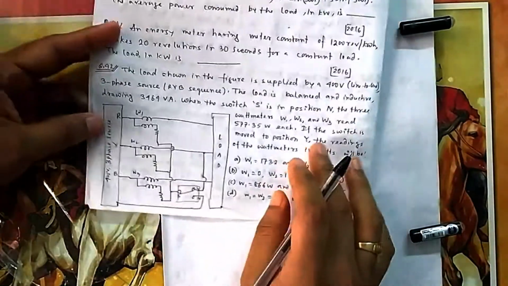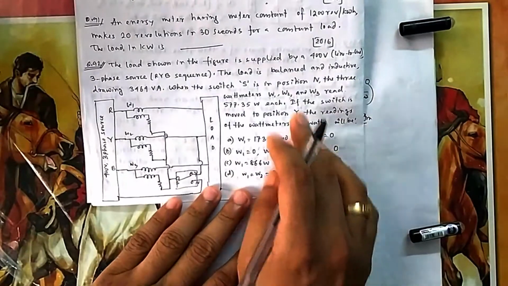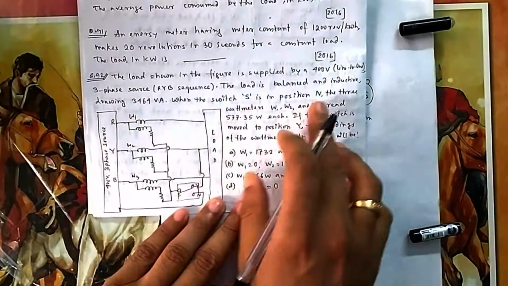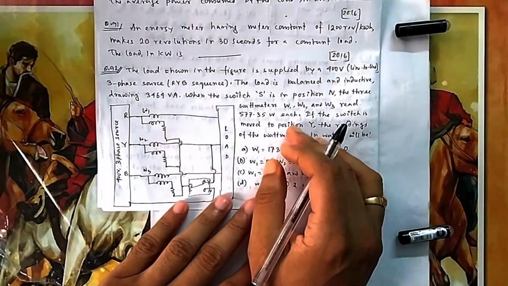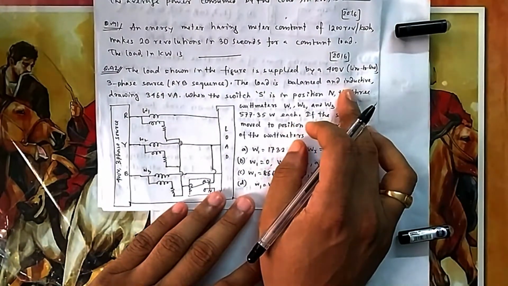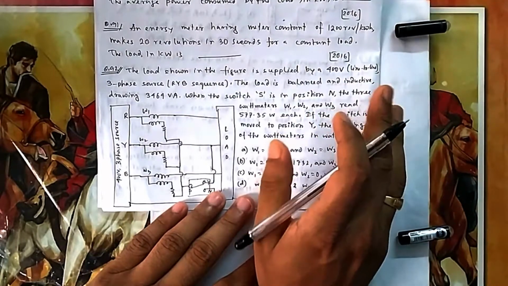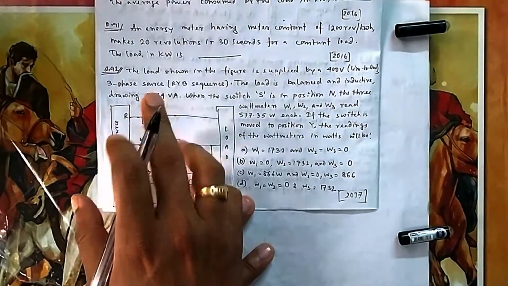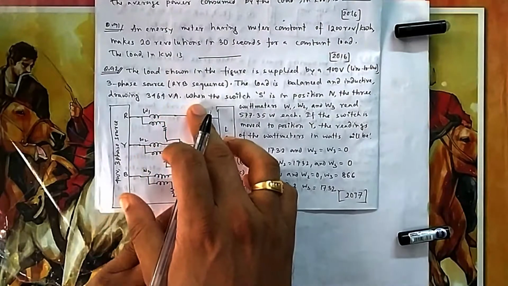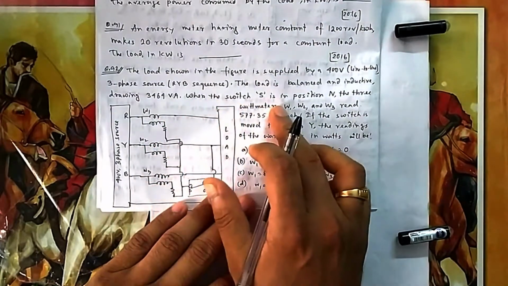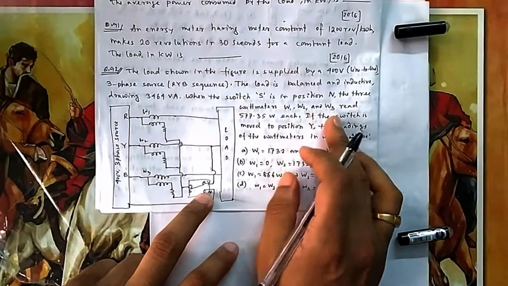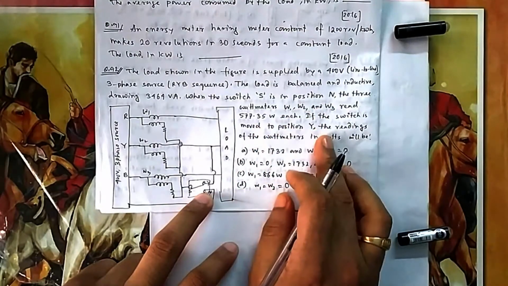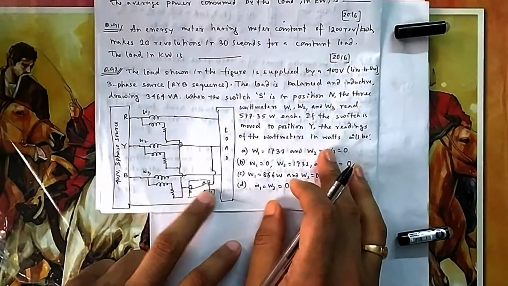So if you come to 92, the load connected in the figure is supplied by a 400 V line to line 3-phase source RYB. The load is balanced and inductive, that means lagging load, not totally inductive, just lagging load, drawing 3464 VA, volt ampere is also given. When the switch S is closed at position N, the 3 wattmeter readings are these. If the switch is positioned at Y, then the reading of the wattmeter will be?